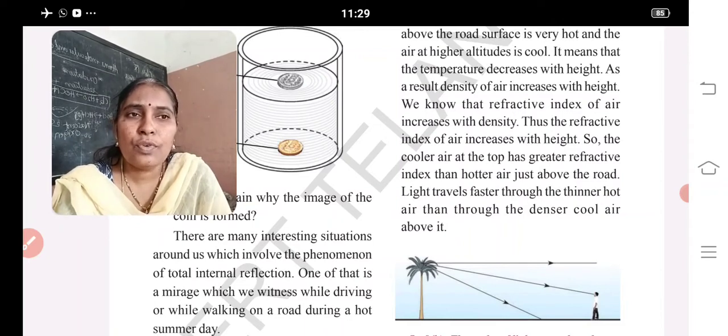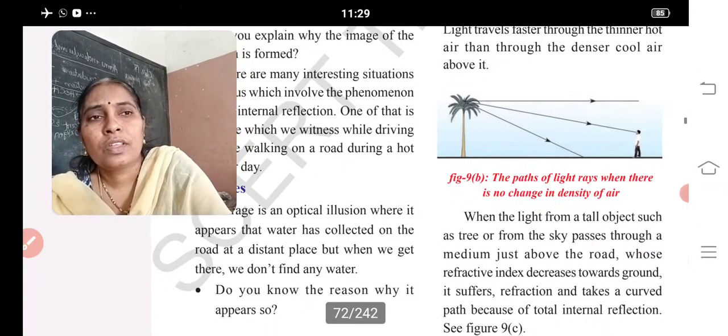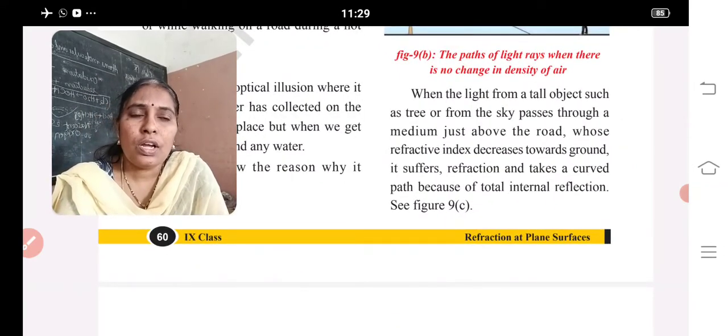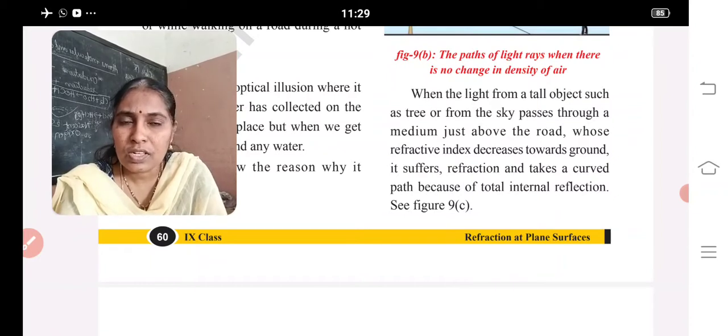Light travels faster through thinner hot air than through the denser cool air. When the light from a tall object such as a tree or from the sky passes through the medium just above the road, whose refractive index decreases toward the ground, it suffers refraction and curves its path because of total internal reflection. See children, the road surface is very hot compared to the higher altitudes.